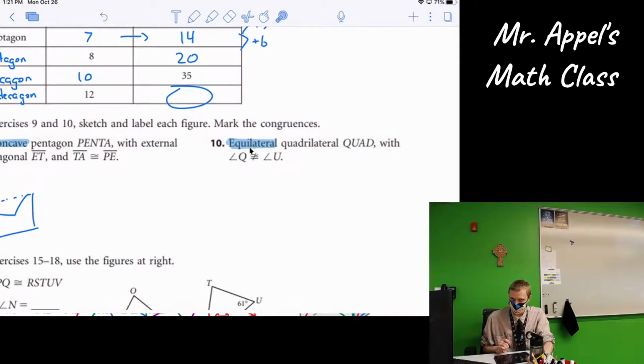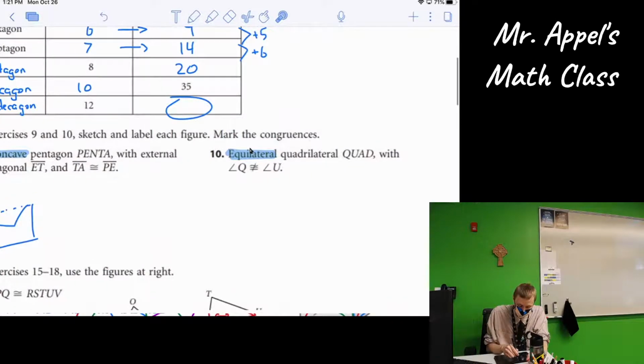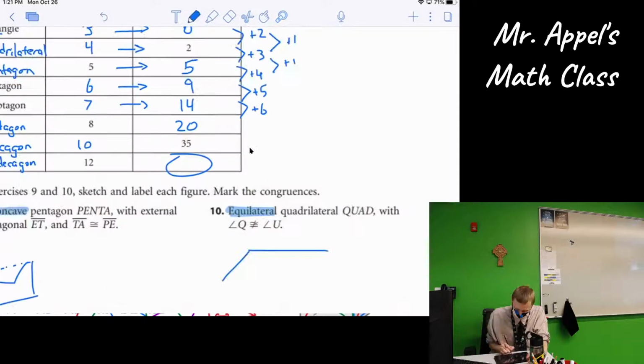Equilateral. Equilateral here being equal, lateral being sides. So we have to make sure all of our sides are marked equilateral. It's a quadrilateral. You can draw it however you want for your four sides to be. Right? Just make sure you mark things congruent that are supposed to be congruent. They don't really have to look the same. Okay, you can draw a nice long skinny thing if you want to and say, these are supposed to be the same.